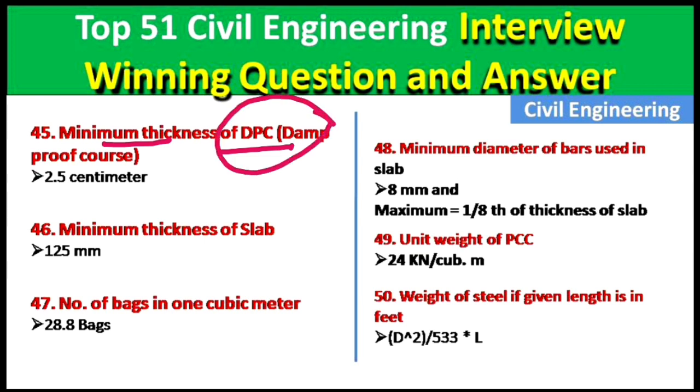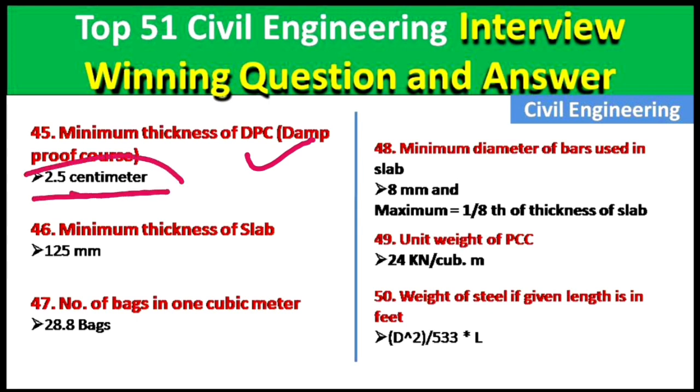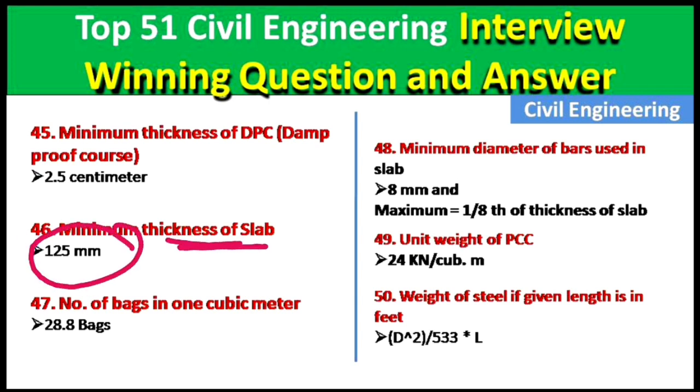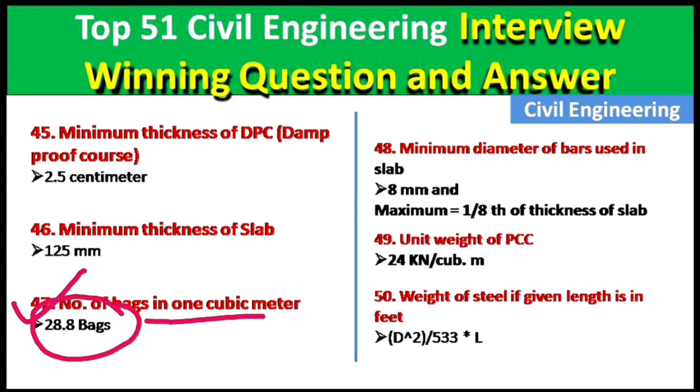It means damp proof course. The concrete we use for the damp proof course should not be less than 2.5 centimeter in thickness. Point number 46 is the minimum thickness of slab should be how much? 125 mm. Point number 47 is the number of bags in 1 cubic meter is 28.8 bags.